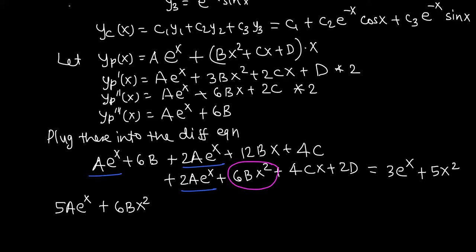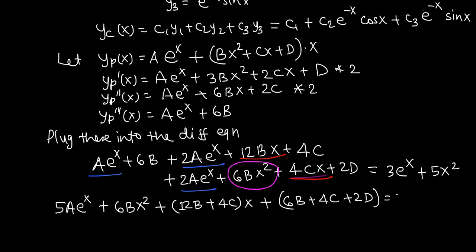Let's look at the terms with x. So 12bx plus 4cx here and here. Okay, 4cx and 12bx. We can factor x out: (12b plus 4c)x, plus the remaining constants, 6b plus 4c plus 2d, is equal to the right hand side, 3e^x plus 5x squared.